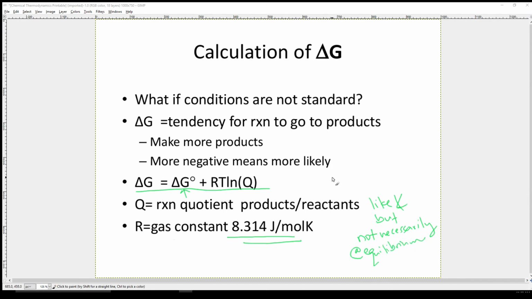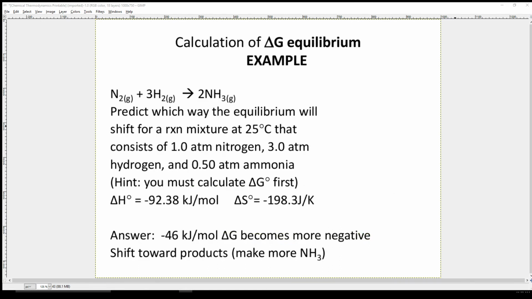So this is a cool little equation that allows you to convert your delta G at standard conditions to your delta G at other conditions. So here is an example problem. Predict which way the equilibrium will shift for a reaction mixture at 25 degrees Celsius that consists of 1 atmosphere of nitrogen, 3 atmospheres of hydrogen, and 0.5 atmospheres of ammonia.